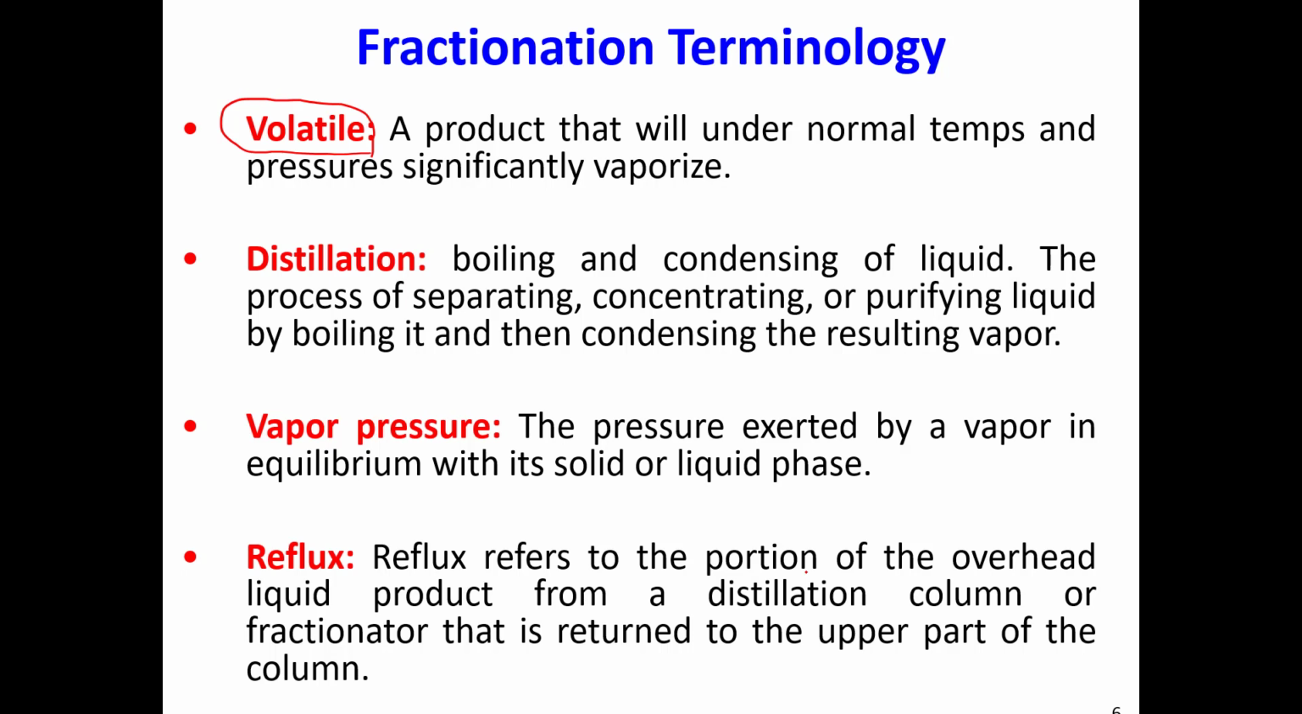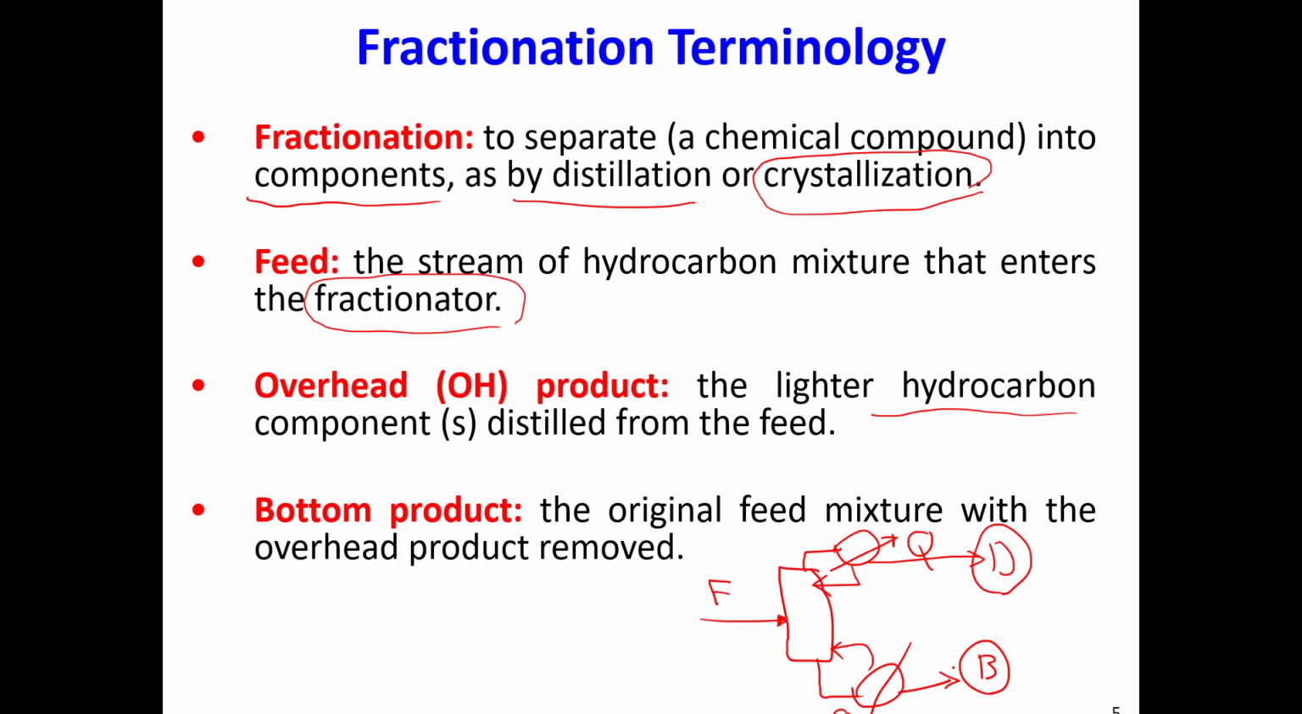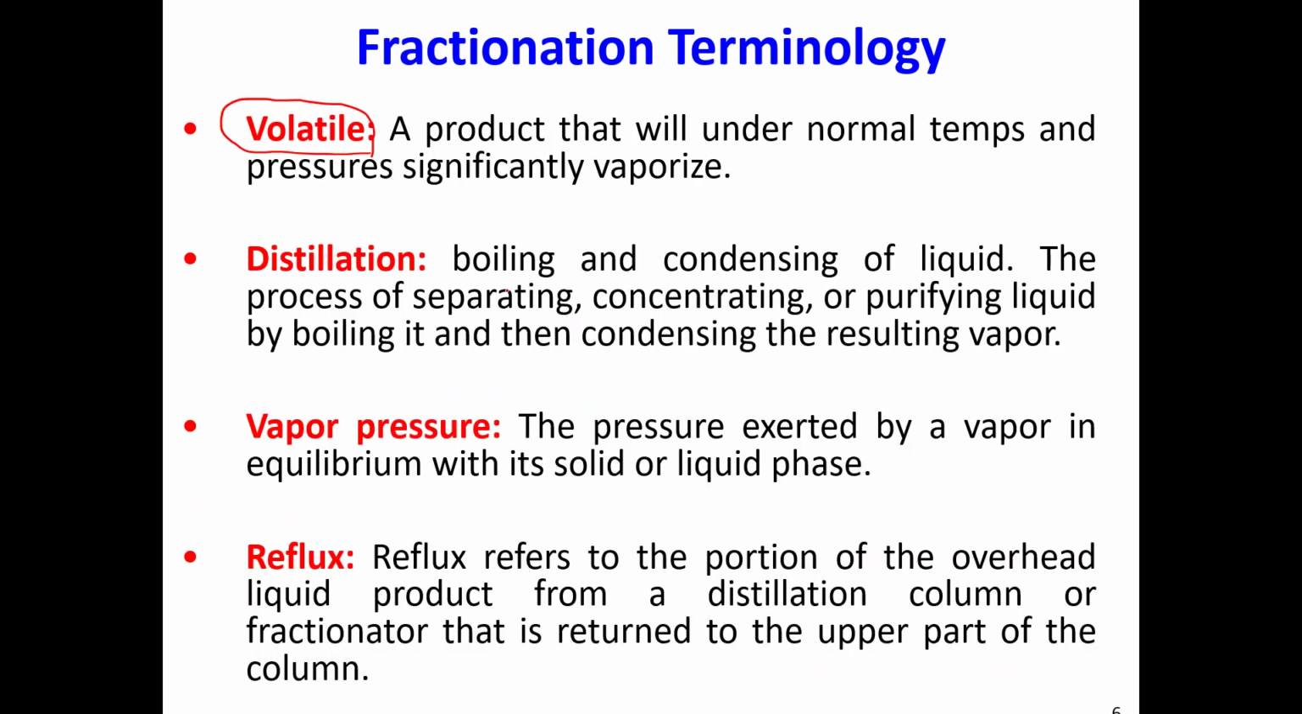Distillation is boiling and condensing of liquids. So you saw that in the distillation column we have a condenser at the top that condenses the vapor. We have a reboiler at the bottom that will, what does it do? It will vaporize the liquid. It will boil or vaporize the liquid. So distillation is boiling of liquid and condensing of vapor.